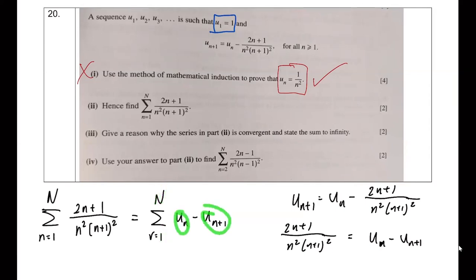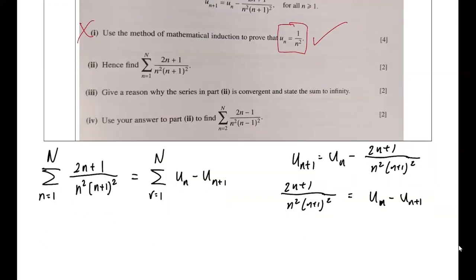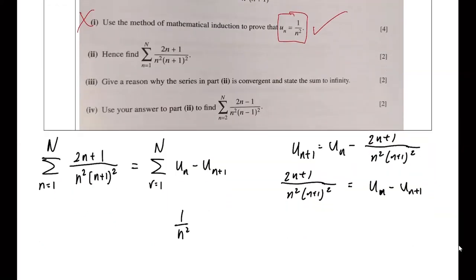But what's u_n minus u_(n+1)? We have a formula here already. u_n is 1 over n squared. So that means I can replace my u_n with 1 over n squared, and my u_(n+1) with 1 over (n+1) squared. Take the sum from r equals 1 to n.